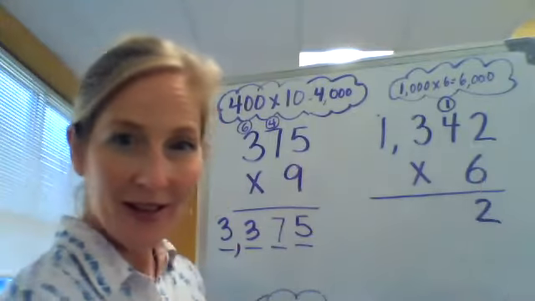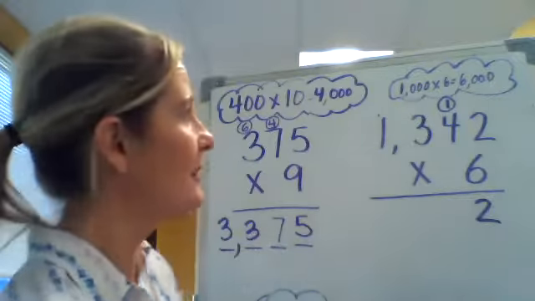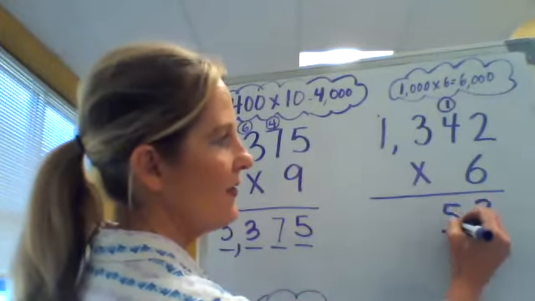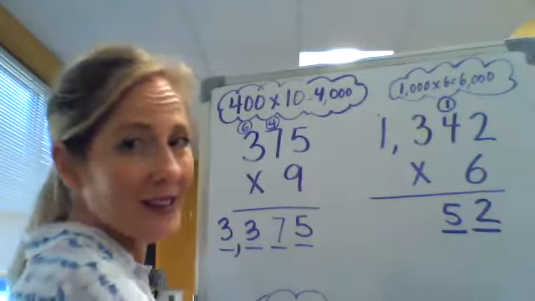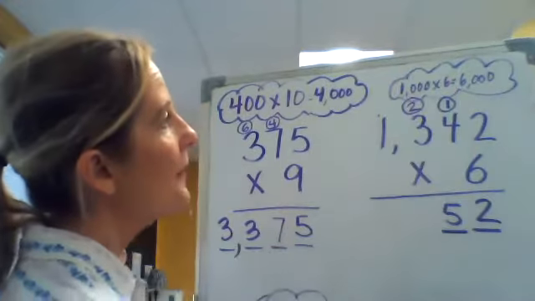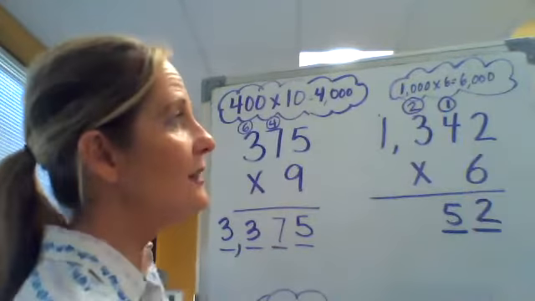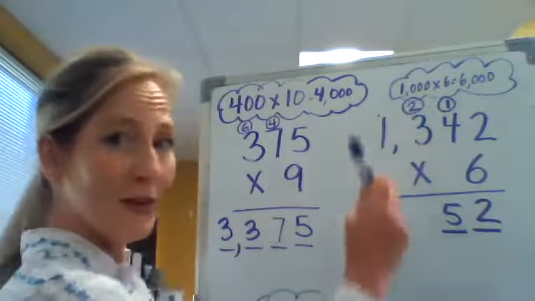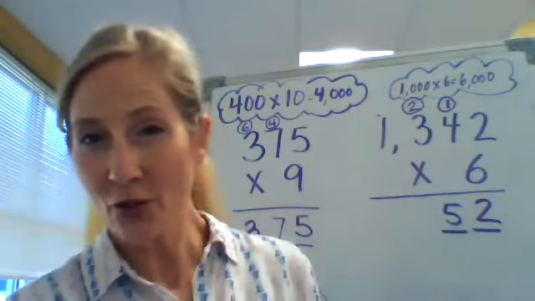6 times 4 tens. That's 24 tens. Plus one more 10 is 25 tens. Well, there's my 5 tens. My 20 tens is the same as 200, so I'm going to put it in the hundreds column. Next one is 6 times 300. It's going to be 1,800. Plus these other 200s that are up there, 1,900, 2,000.